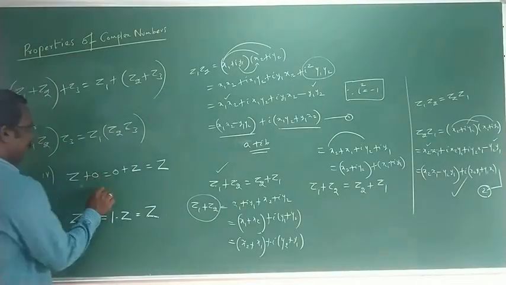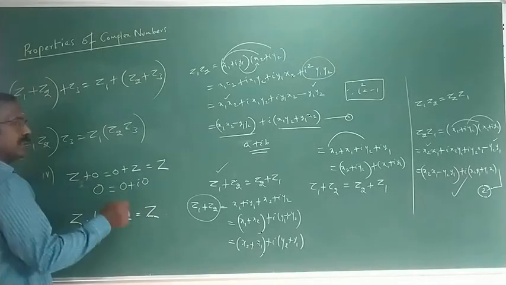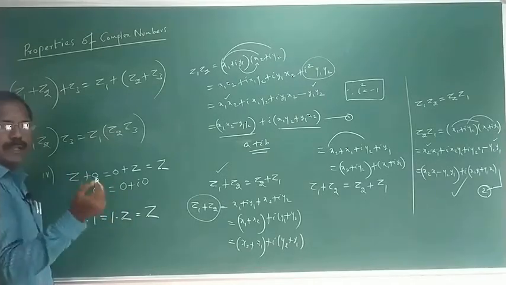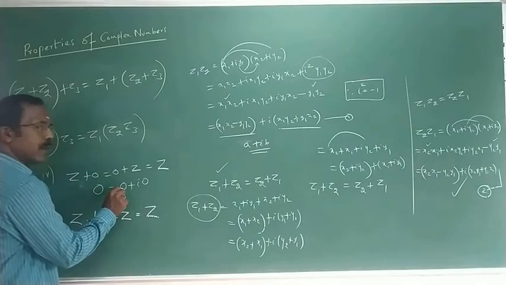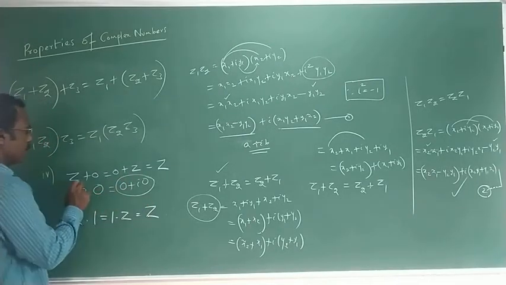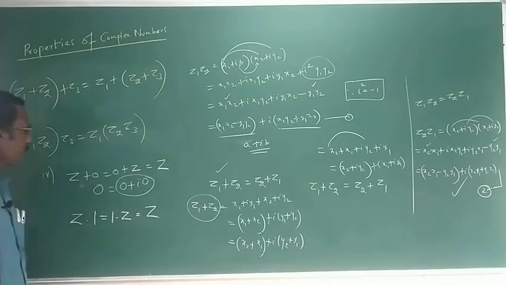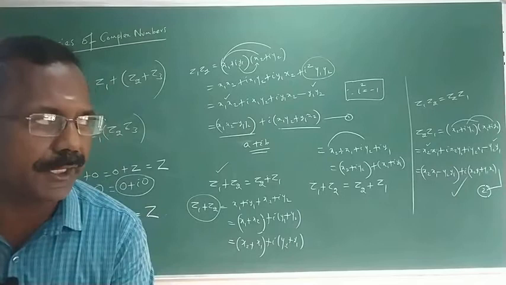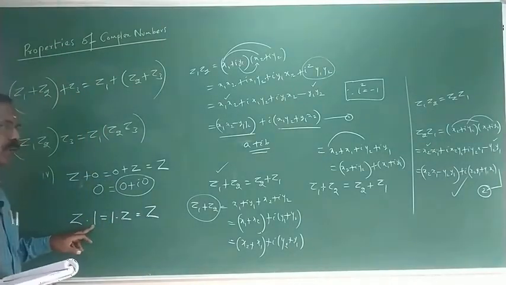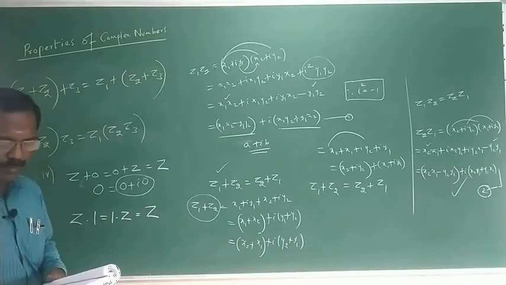So the additive identity is 0. 0 can be written as 0 plus i0, because a complex number means a plus ib or x plus iy form. So both real and imaginary parts are totally absent. This can be written as 0. So Z plus 0 equal to 0 plus Z equal to Z. Additive identity. Similarly, in multiplication, the identity with respect to multiplication is 1. Z dot 1 equal to 1 dot Z equal to Z.